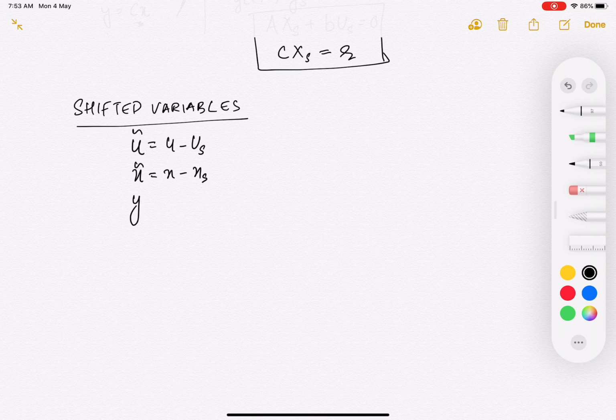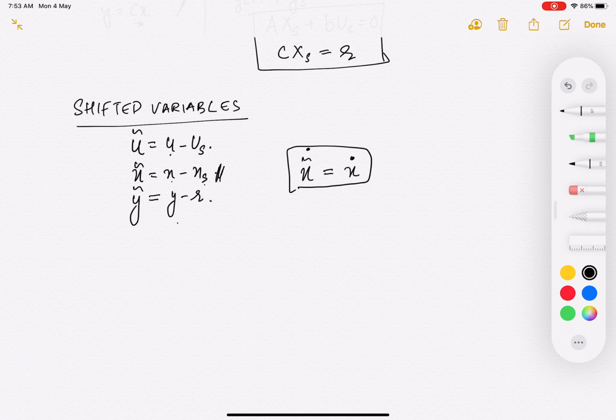But in order to avoid confusion, take a shifted y tilde equal to y minus r. This u, x, and y are from the original system, and these are us, xs, and r. Us is the value of the input at steady state. Xs is the state variables at steady state, and r is the reference input that we want to track. So let us look at x tilde dot. X tilde dot is going to be equal to x dot, because at steady state xs would be constant. So when you differentiate on both sides this equation, you get x tilde dot is equal to x dot.